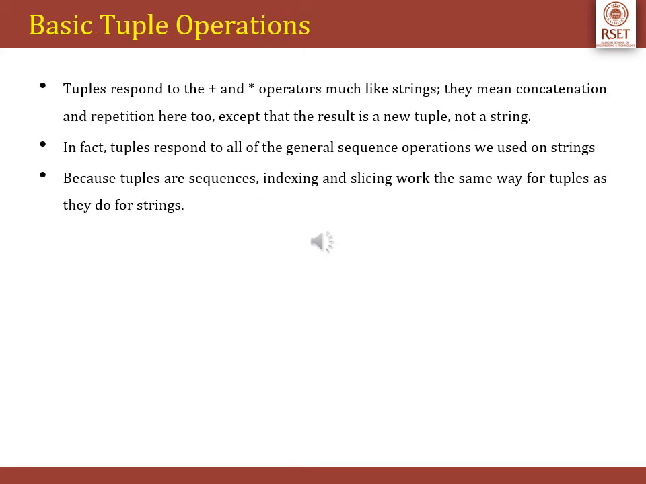Like strings and lists, we can perform operations like concatenation, repetition, etc. on tuples using plus and star. So the result over here is a new tuple, not a string. In fact, tuples respond to all of the general sequence operations we have used on strings. As tuples are sequences, indexing and slicing work the same way for tuples as they do for strings.